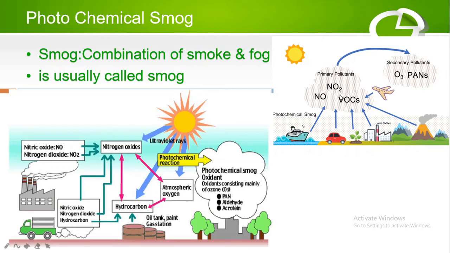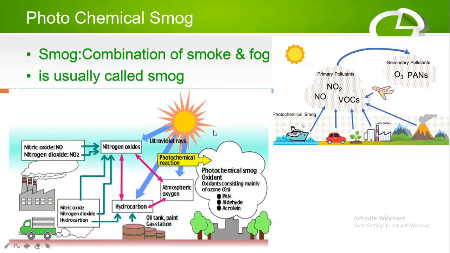Primary pollutants are NO, NO2, the NOx, and the volatile organic compounds. So VOCs and NOx are there along with the PANs and ozone. Nitric oxide is affected in the presence of ultraviolet radiation. The photochemical reaction will take place, and the PAN, aldehydes and acrolein form.